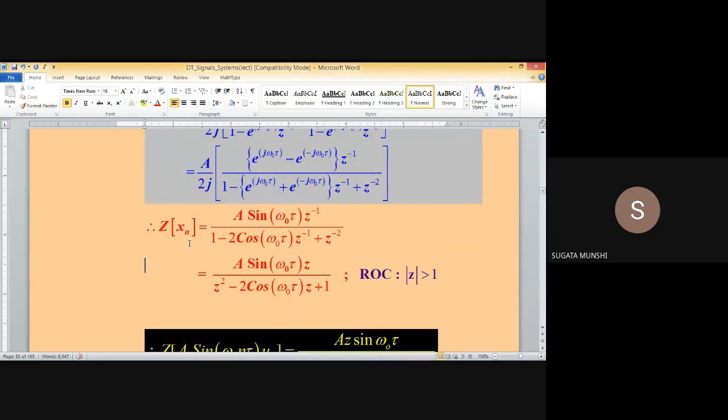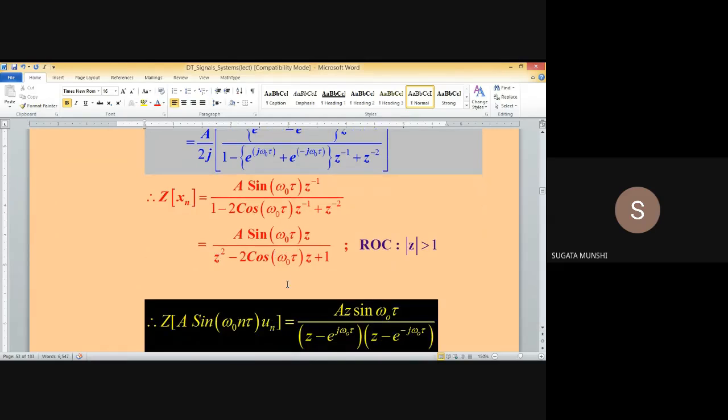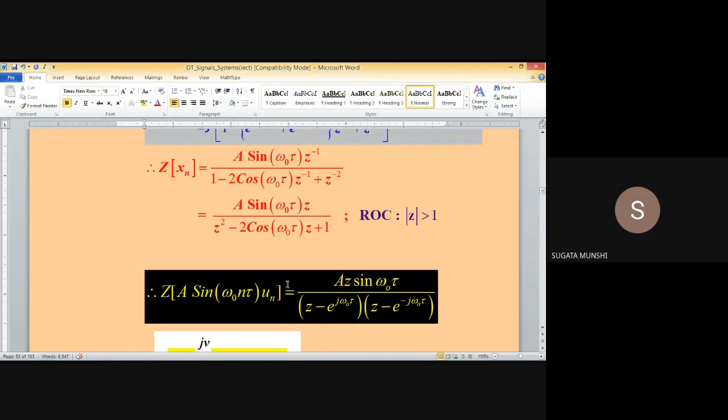So where will the poles be located? For that, you have to factorize this denominator. If you factorize it, you will get an expression of this form: z minus e to the power j omega 0 tau times z minus e to the power minus j omega 0 tau. It implies that you have a complex conjugate pair of poles, as expected, because in case of a continuous time causal signal also, the Laplace transform had a pair of complex conjugate poles.